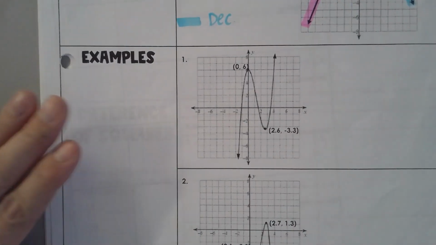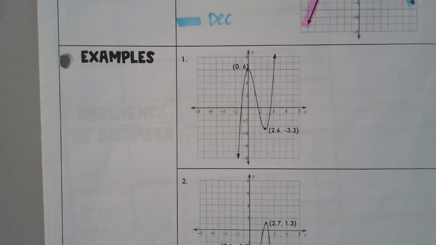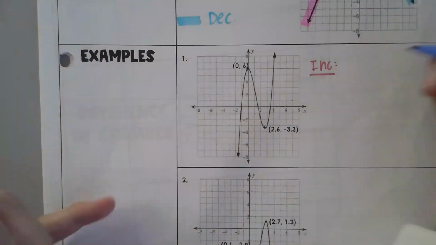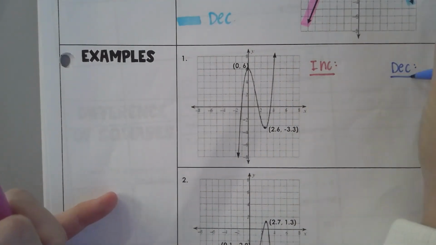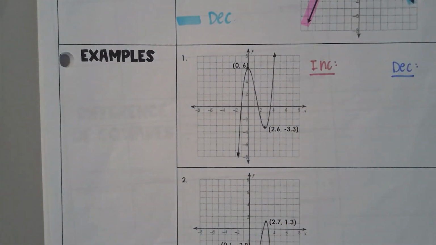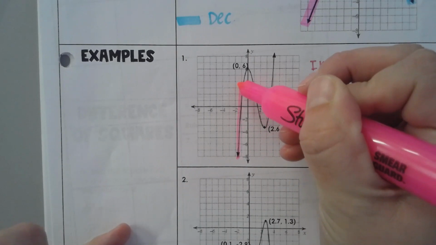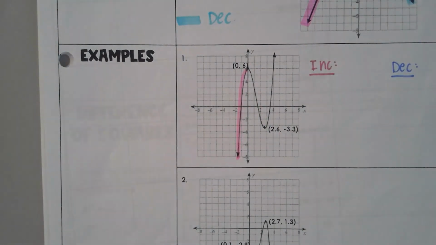So let's actually get into this first example. When I first start out, what does my graph start out doing? Increasing or decreasing? If I go left to right, I'm tracing the line and it's going up. So it's increasing.